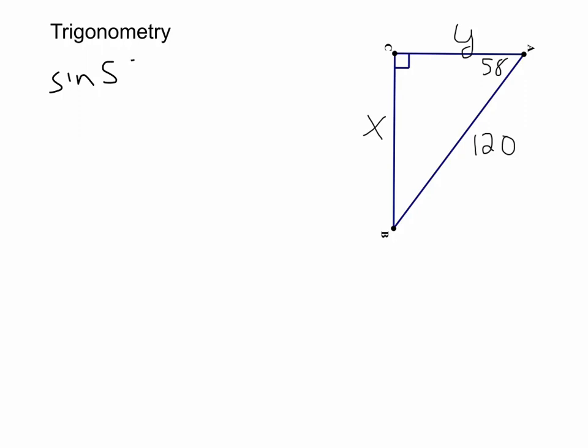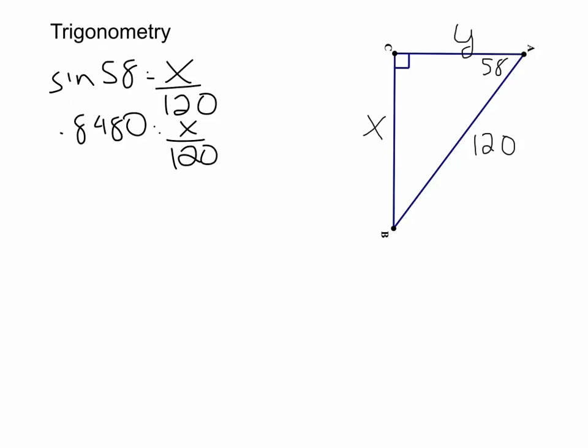So I have sine of 58 equals opposite over hypotenuse. The sine of 58 degrees is 0.8480 equals x over 120. Multiply both sides by 120, and we get 101.8, rounding our answer to the nearest tenth.